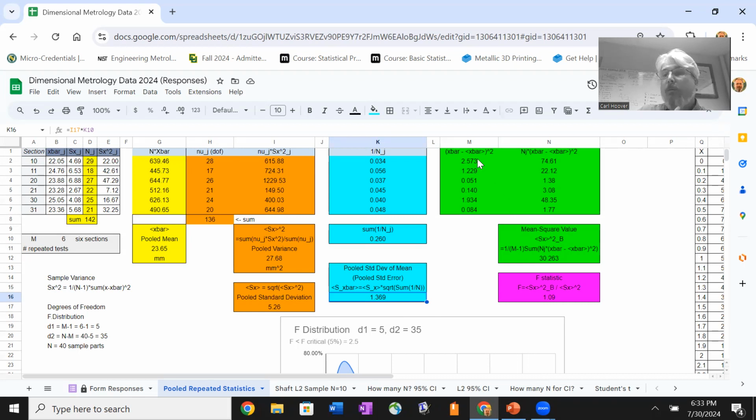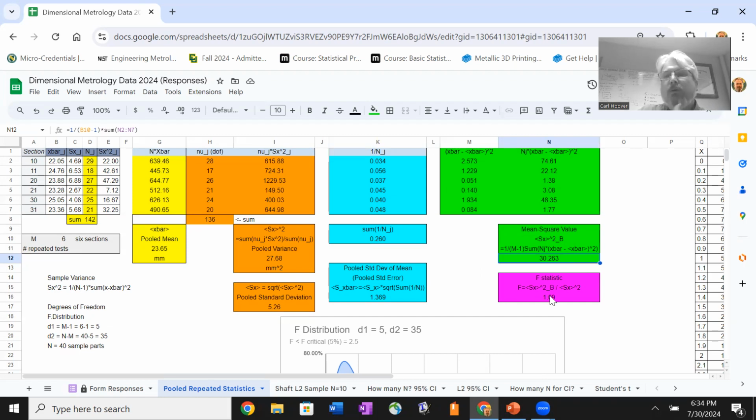To break that down, we first compute each mean relative to the pooled mean and square that. We compute all those, and then we compute the number of samples times that deviation squared, and we get that value here. So we end up getting a mean square value of 30.263. It's hard to tell whether that's a big or a small value. So what we typically do is we look at the ratio of that value to the original pooled variance. And so the ratio for the F statistic is 1.09.